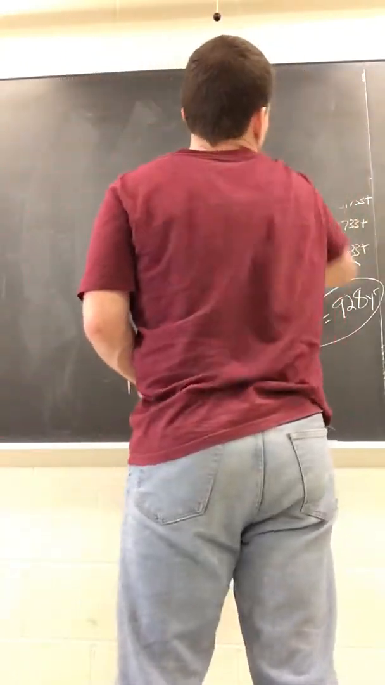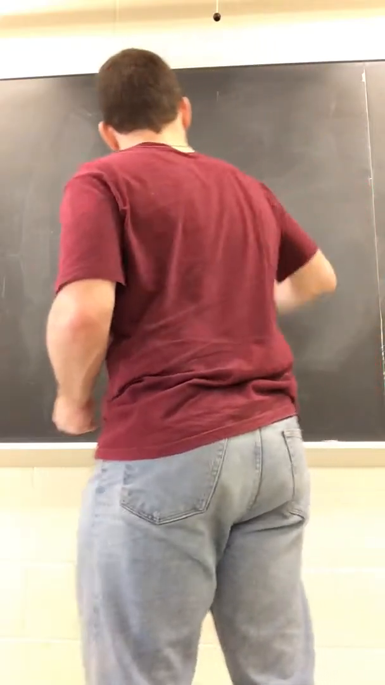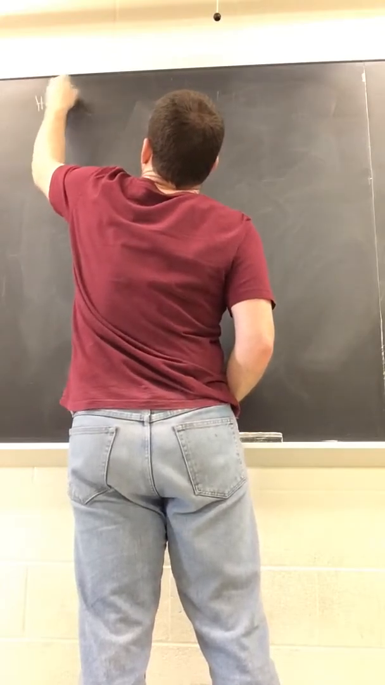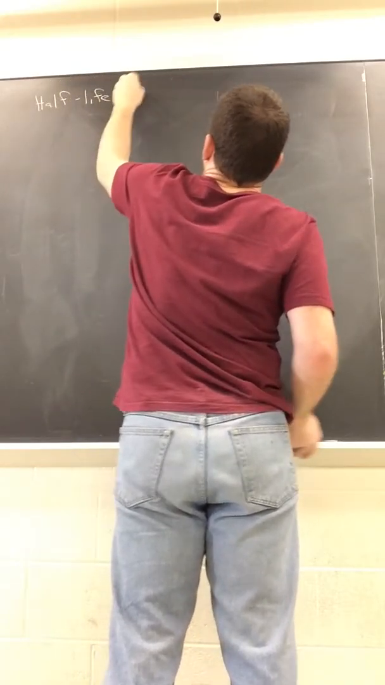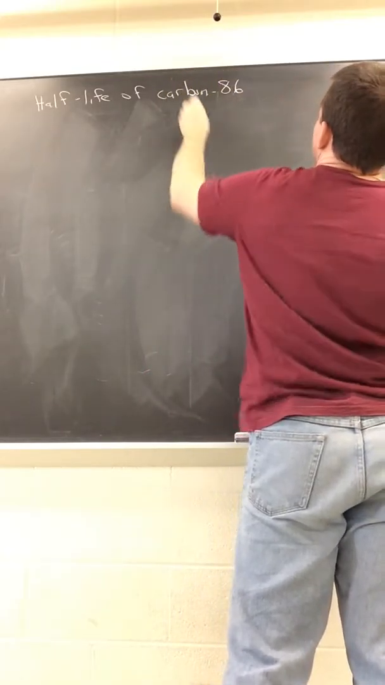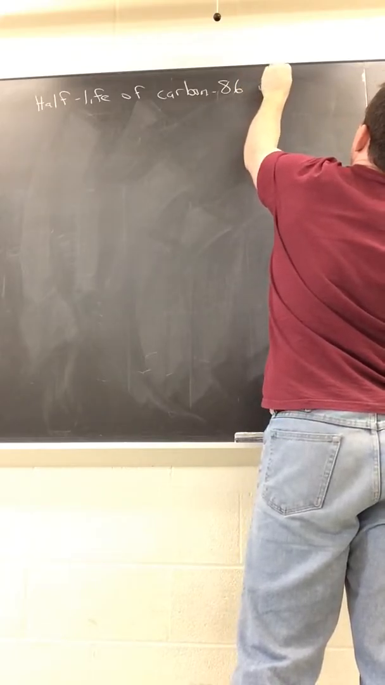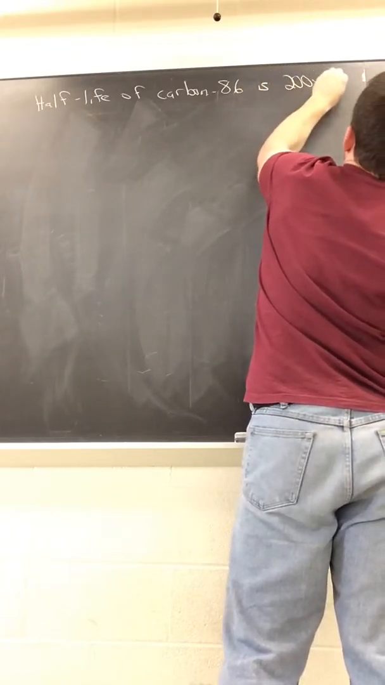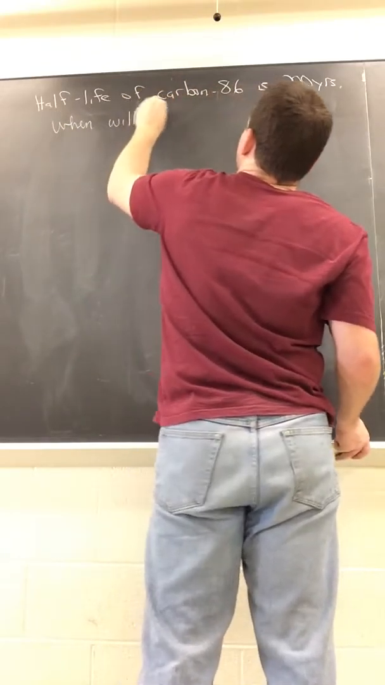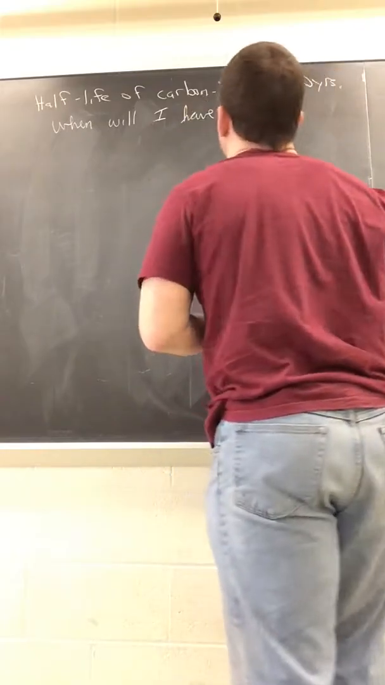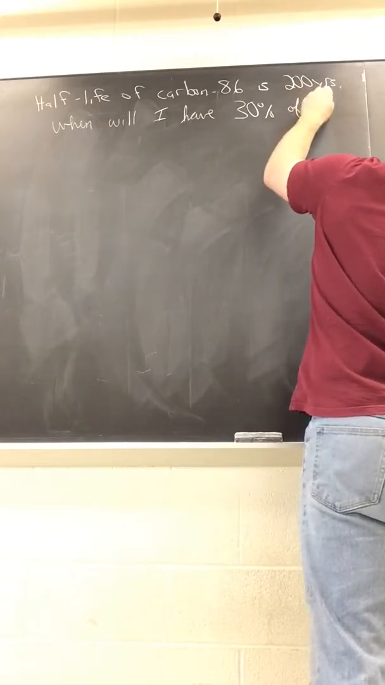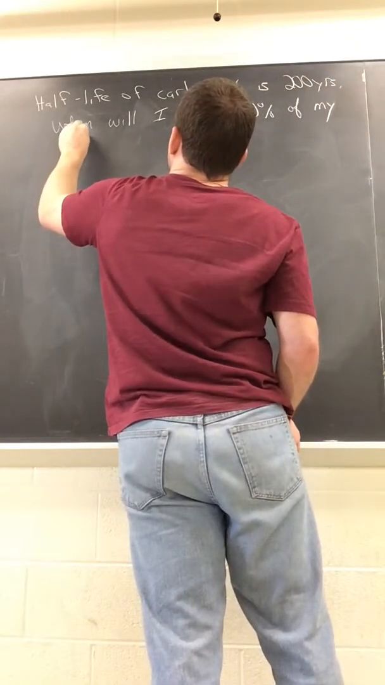So let's see. We will say the half-life of carbon-86, again, I'm just making this up, don't go look in a chemistry book, is 200 years. When will I have 30% of my initial value of carbon?